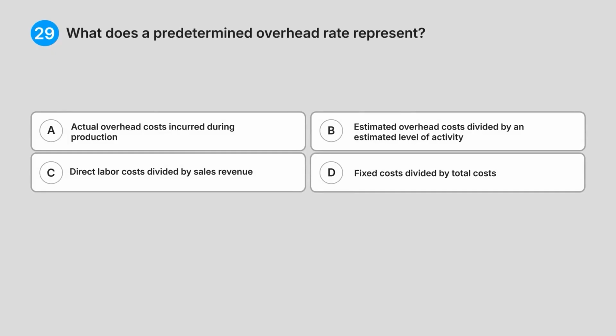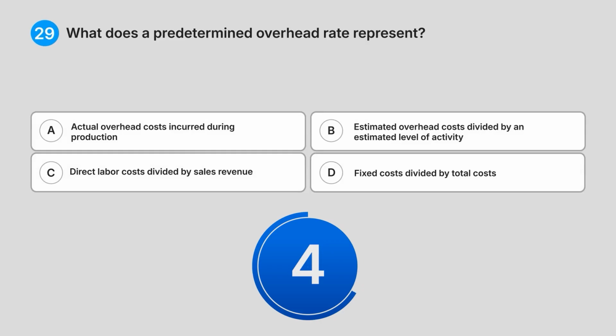29. What does a predetermined overhead rate represent? A. Actual overhead costs incurred during production. B. Estimated overhead costs divided by an estimated level of activity. C. Direct labour costs divided by sales revenue. D. Fixed costs divided by total costs. Can you guess the answer?